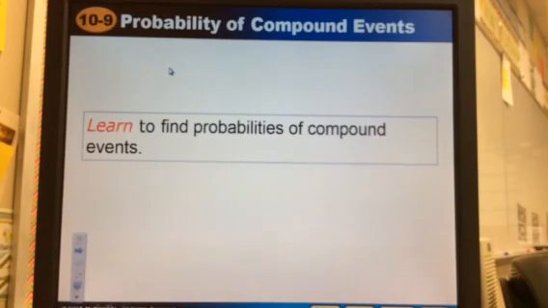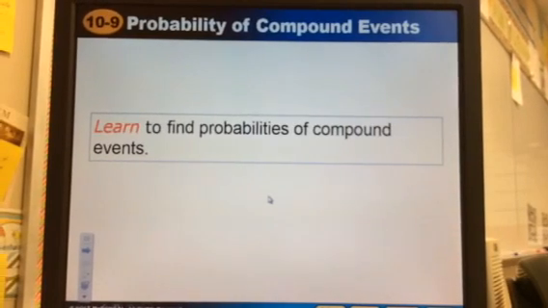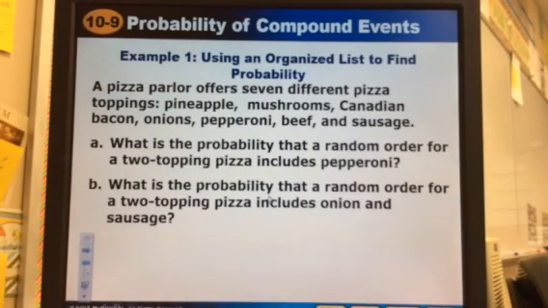Okay, this is getting close to some of our final videos here. And today it's about probability of compound events. We've already talked about what compound events are, but for finding the probabilities, we can now use our combinations and permutations to help us determine our sample space, our number of outcomes.